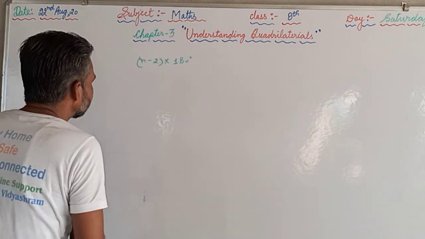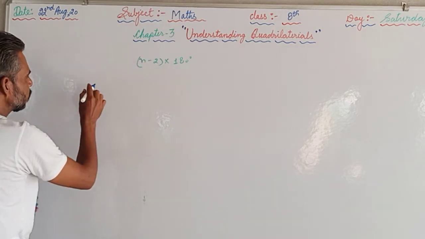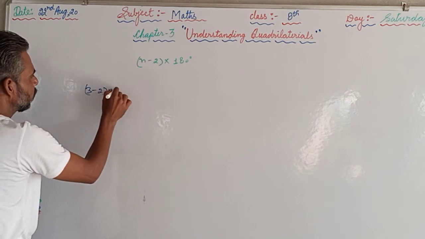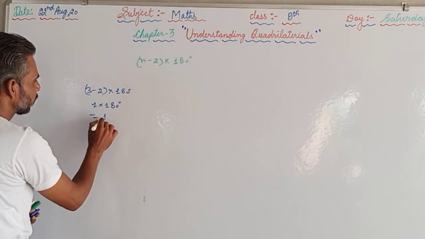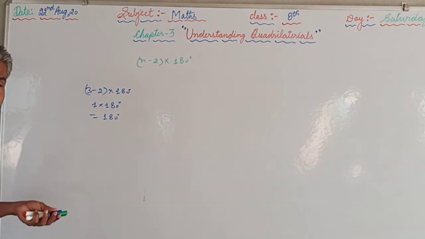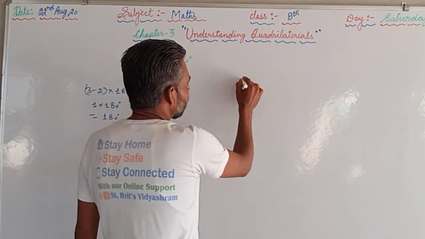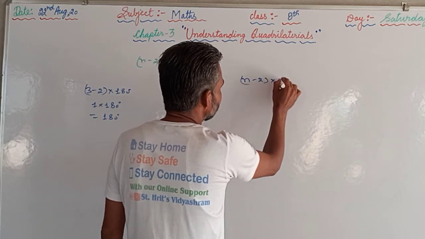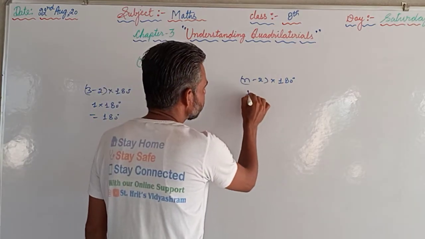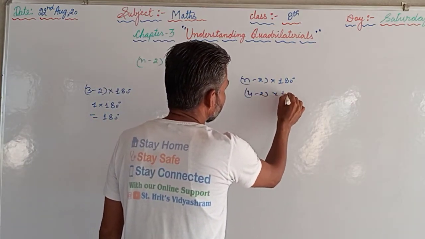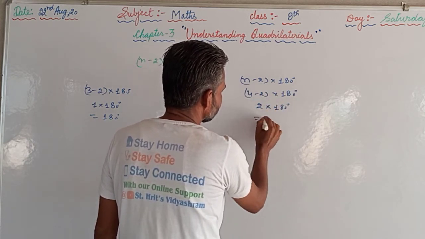Now for a triangle, n is the number of sides. How many sides are there in a triangle? 3. 3 minus 2 into 180 means 1 into 180, that is 180 degrees. That is true because the sum of the angles of a triangle is 180. Now we will check for a quadrilateral. For a quadrilateral, (n minus 2) into 180, n is 4, the number of sides in a quadrilateral. 4 minus 2 is 2, 2 into 180 degrees, that is 360 degrees.